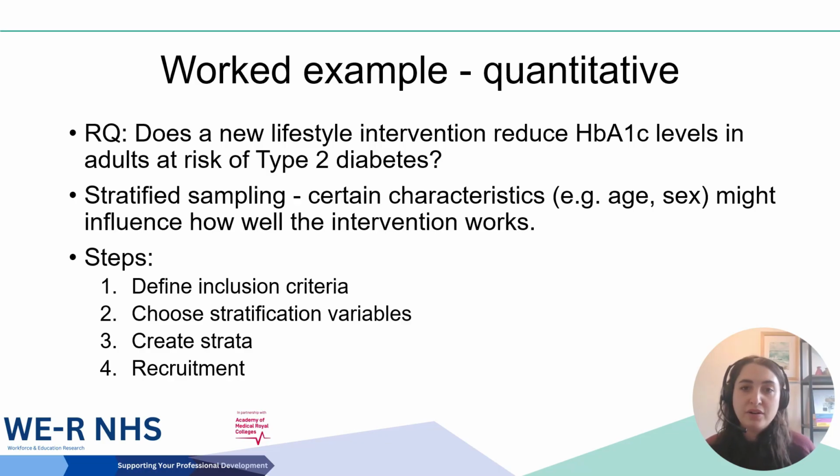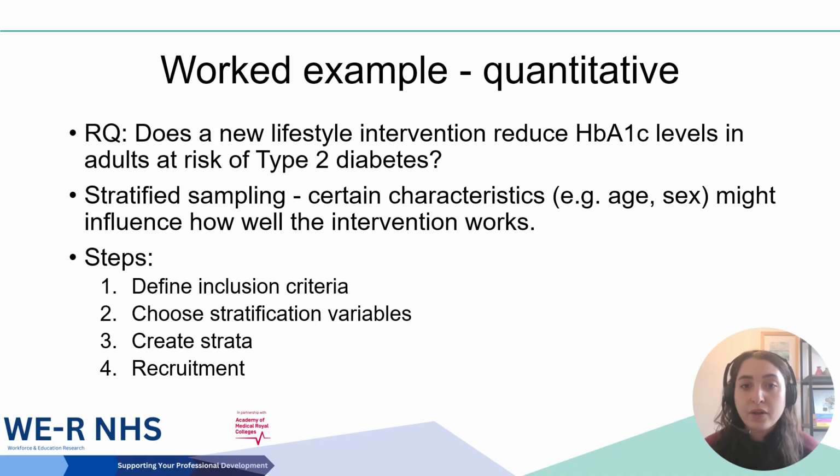I'll now take you through another example using a quantitative research question. In this case, does a new lifestyle intervention reduce HbA1c levels in adults at risk of type 2 diabetes? I've chosen to do a stratified sampling approach, as certain characteristics, such as age or sex, might influence how well the intervention works. Similar to my previous example, we want to start off with defining our inclusion criteria. And this can link in with our target population.